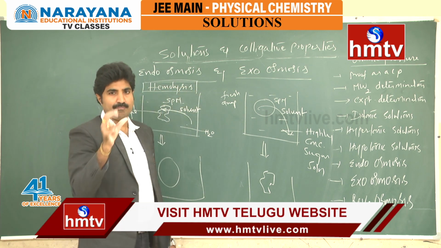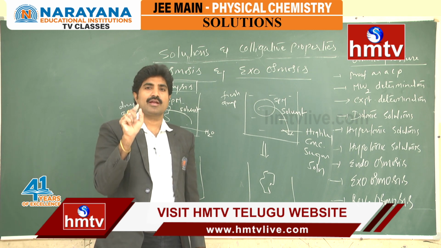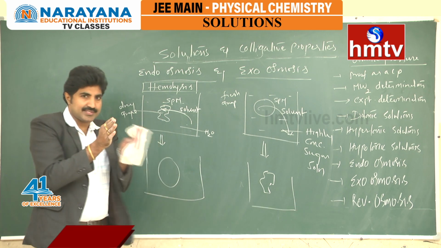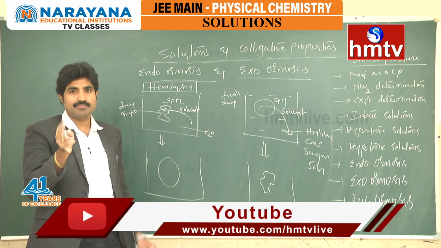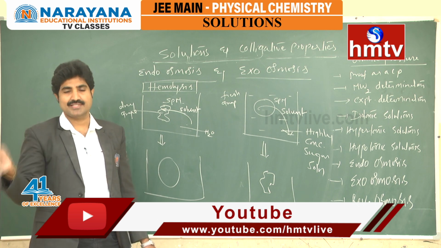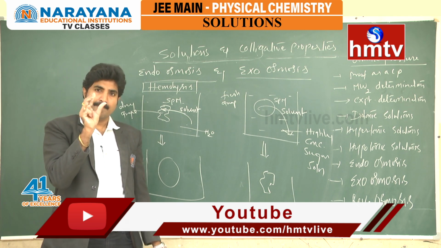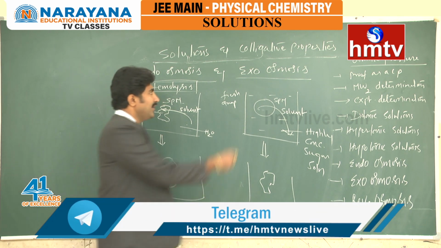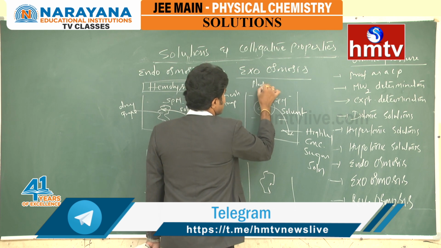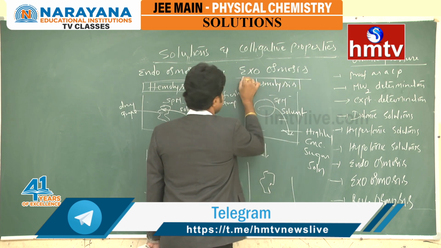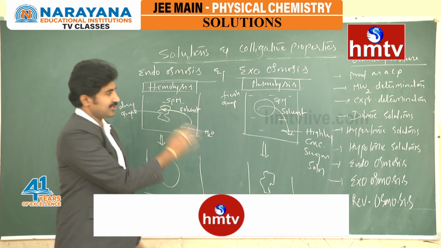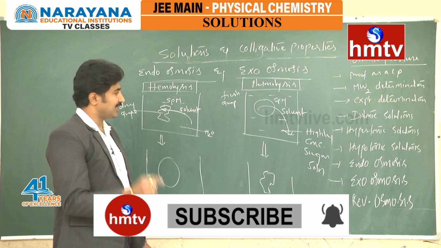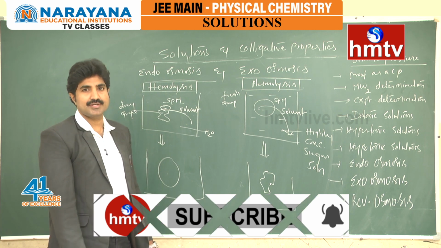So what happens in the blood cell? Whenever endoosmosis takes place, the size of the blood cell increases. Size increases means after some time it will burst. Hemolysis, that is, the hemoglobin particles will be cleaved. Lysis means cleaved, that is called hemolysis. Exoosmosis means plasmolysis. Plasmolysis takes place here. Simply the reverse process.